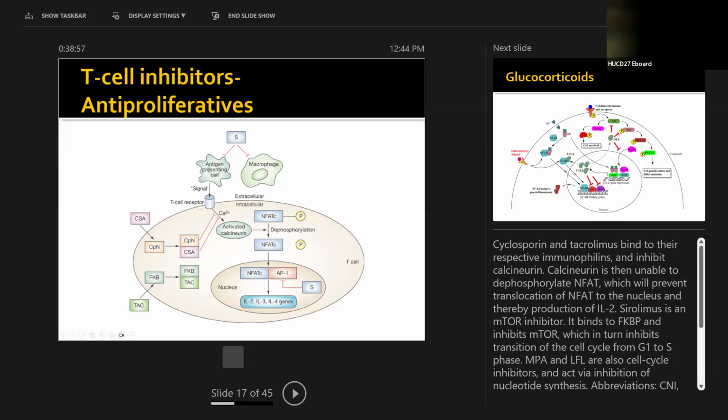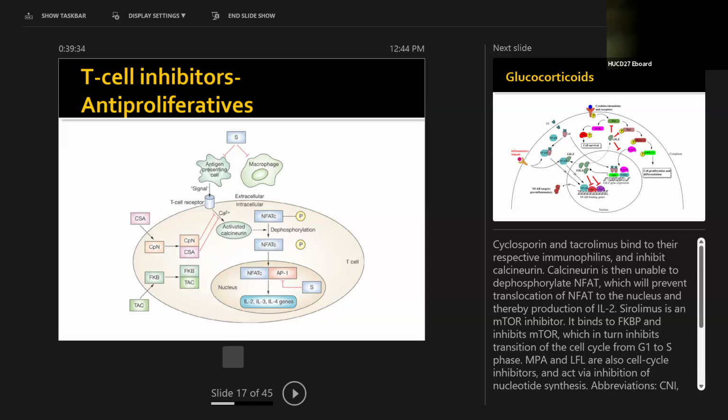In addition to that, you have cyclosporin, CSA, binding with one of the binding proteins or chaperone proteins that actually blocks the signal between the antigen presenting cell and the T cell and the activation of the calcineurin. So basically what the cyclosporin does is it blocks the activation of the calcineurin. Hint, that's critical. It blocks the activation of the calcineurin. All right. Tacrolimus does the same thing as well.